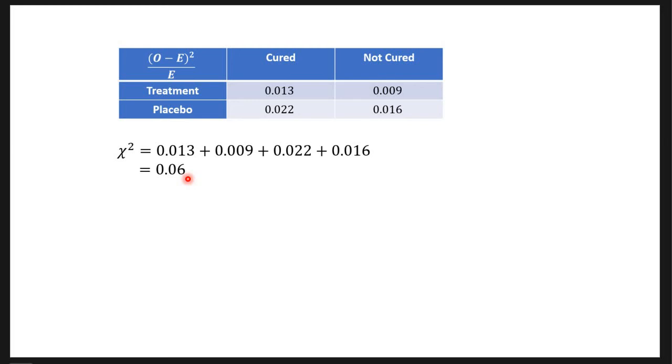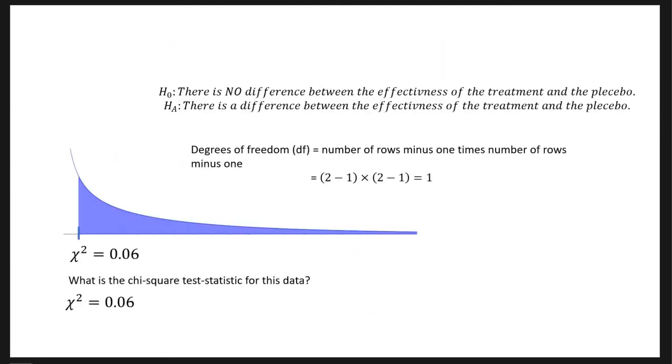It's also actually the test statistic. We just need to figure out, for this test statistic, what is the area to its right, so we can find this p-value. So in the sampling distribution, I have a chi-square distribution, and in order to figure out the degrees of freedom, we're going to take the number of columns and the number of rows and subtract one from each of those and multiply them by each other.